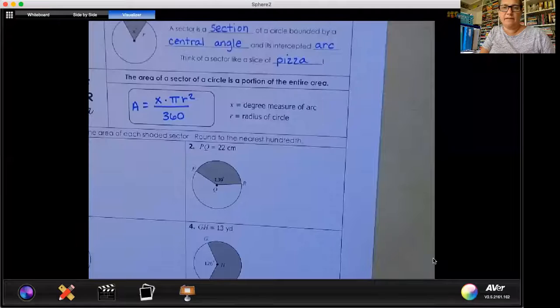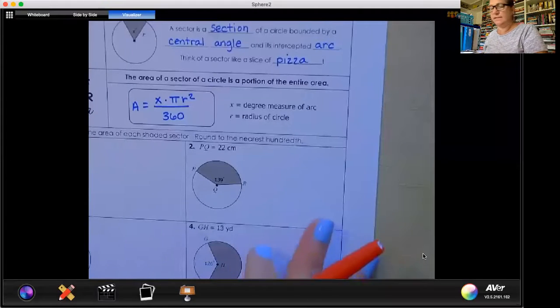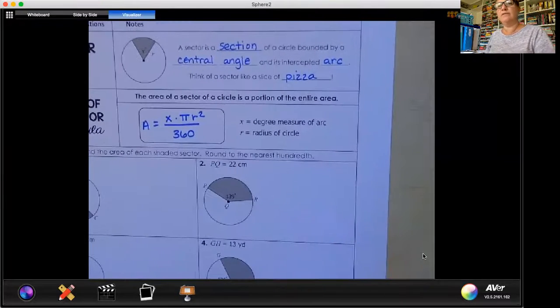Hey guys, today we're going to talk about areas of sectors of circles. So we're going to take a look here first at the top. We have a couple of things to fill in. A sector is a section of a circle bounded by a central angle. Remember, that means the vertex is the center of the circle and its intercepted arc. Think of a sector as being like a slice of pizza.